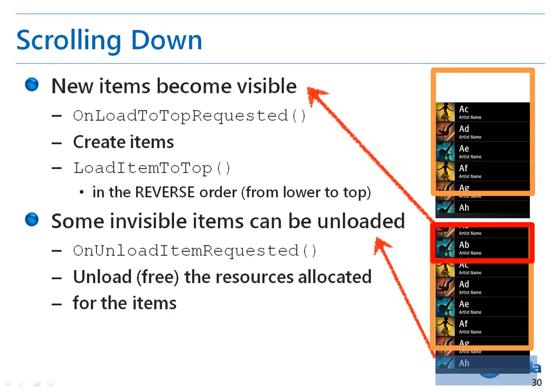Because the locations of the cells to be hidden and the cells to be displayed have been reversed, the onLoadToTopRequested function is called for the new items to be displayed. In this case, the loadItemToTop function is called instead of the loadItemToBottom function to create the cells. At this time, the items have to be added from the bottom to the top. The existing cells to be hidden from the screen are processed in the same way as I described previously.